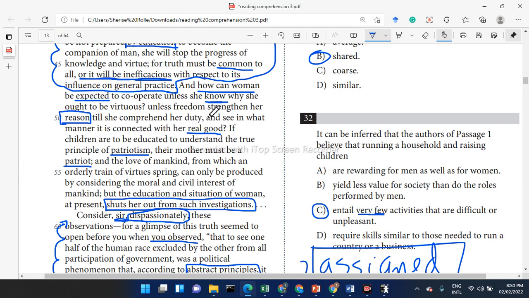So unless freedom strengthens her intellect, in other words, she should be free to read, free to explore, free to go on whatever job she needs to, so that her understanding, her brain power, could be developed, so she could comprehend and understand her duty, what she needs to do.